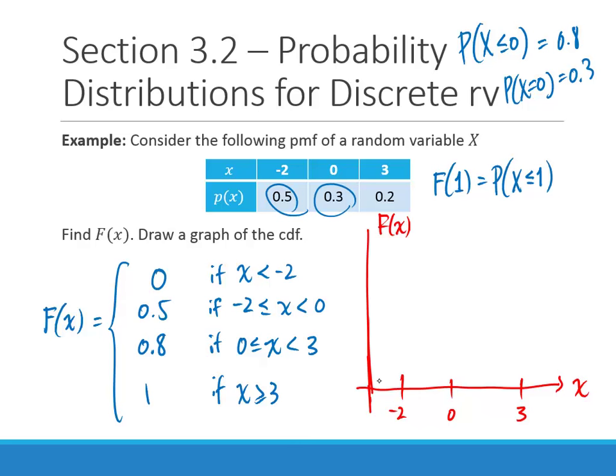If I'm at some value less than negative 2, the CDF is 0. As we move along the real line, we're at 0 until we get to negative 2, where there's an empty circle, and we jump up to, let's call this, 0.5. When I get to negative 2, I have positive probability there. So my CDF at negative 2.0001 is still 0, but as soon as I hit negative 2, I jump up to 0.5.